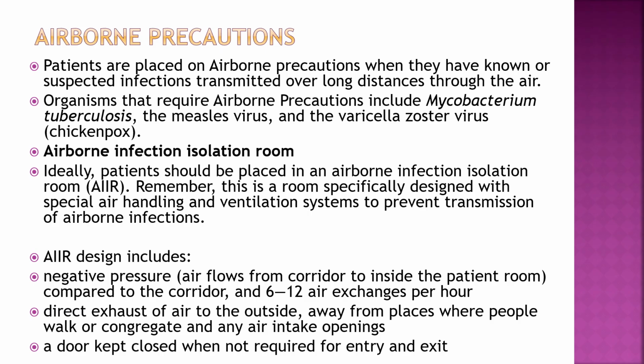So it should include negative pressure, that is, air flows from the corridor to inside the patient room but not from the patient room to outside, and 6 to 12 air exchanges per hour. So direct exhaust of air to the outside, away from places where people walk or congregate, and away from any intake openings. The door is kept closed when not required for entry and exit.